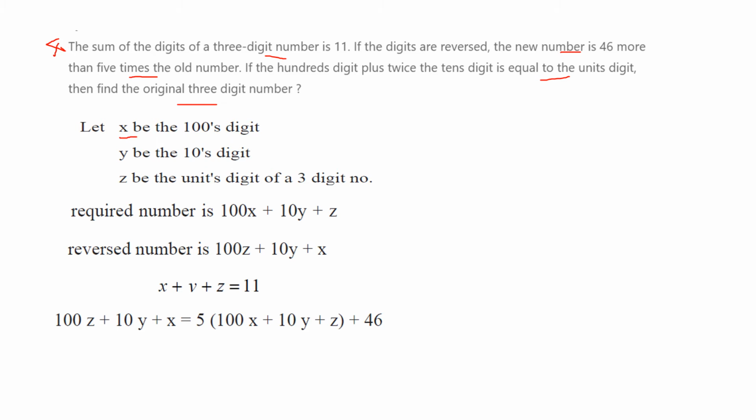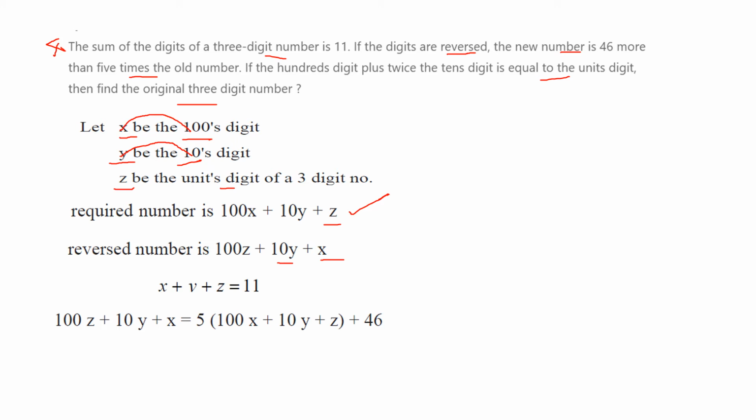and y the tens digit and z the unit digit. So the required 3-digit number is 100 into x plus 10 into y plus z. And they asked for the digits reversed, which means we have to change the variable order, that is 100z plus 10y plus x.